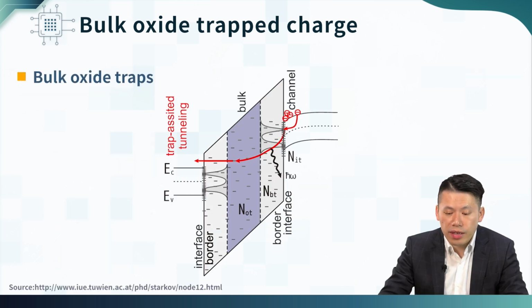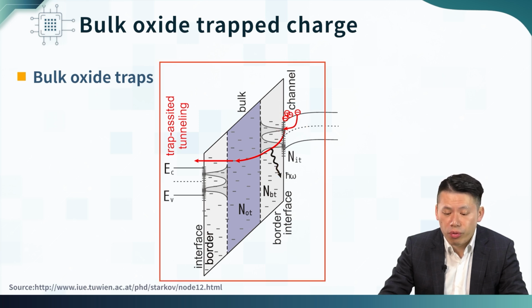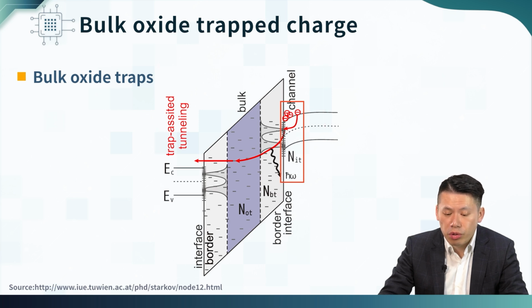Here is another schematic to illustrate the difference between the bulk oxide trap and also the interface trap. So in the last two slides, when we talked about the interface, there is mainly the trapping between the dielectric and the interface. Here, we call this an NIT. But there's a possibility to have defects inside the dielectric here.